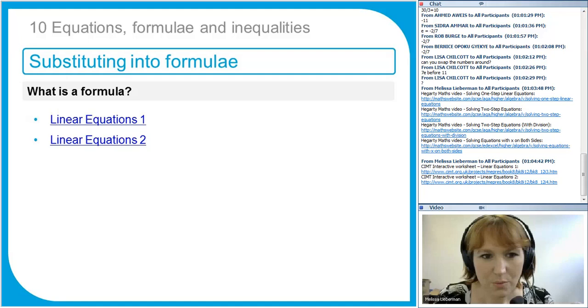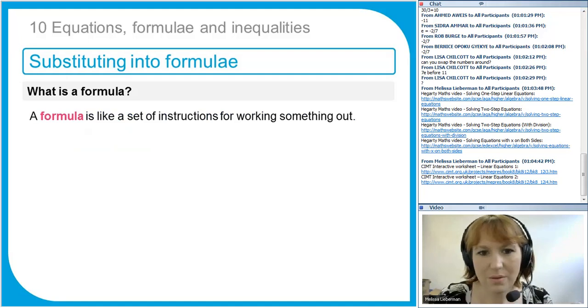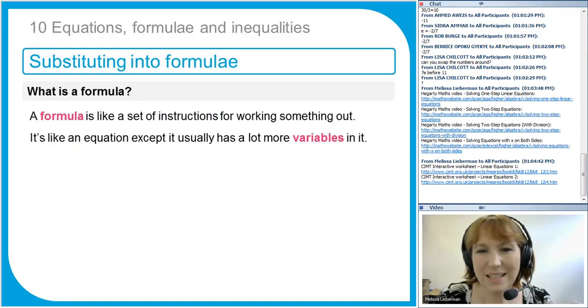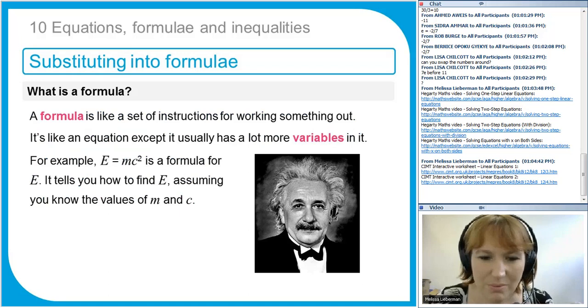Okay then, formula. A formula is a set of instructions for working something out. It's like an equation, it's just got a lot more letter symbols in it, more variables. Now you've kind of met this guy. E equals mc squared is a formula for E. It tells you how to find E. E is energy, you may or may not know, and m is mass. C is the speed of light. That's a fixed number, actually a constant, but let's not worry about that.